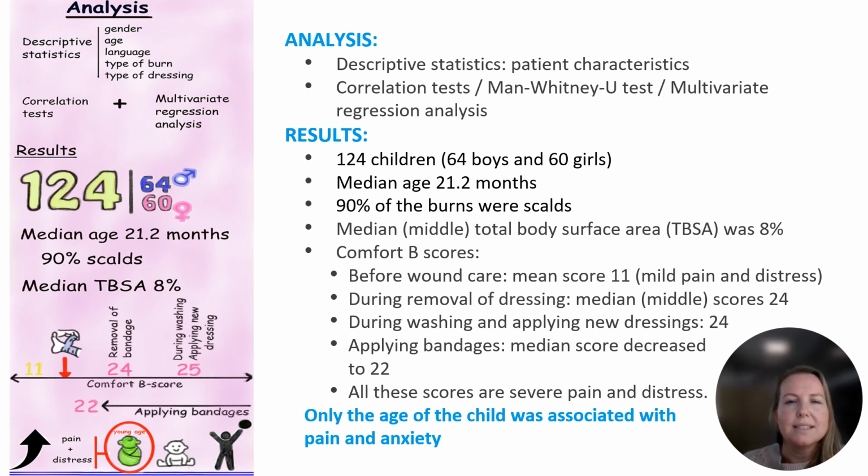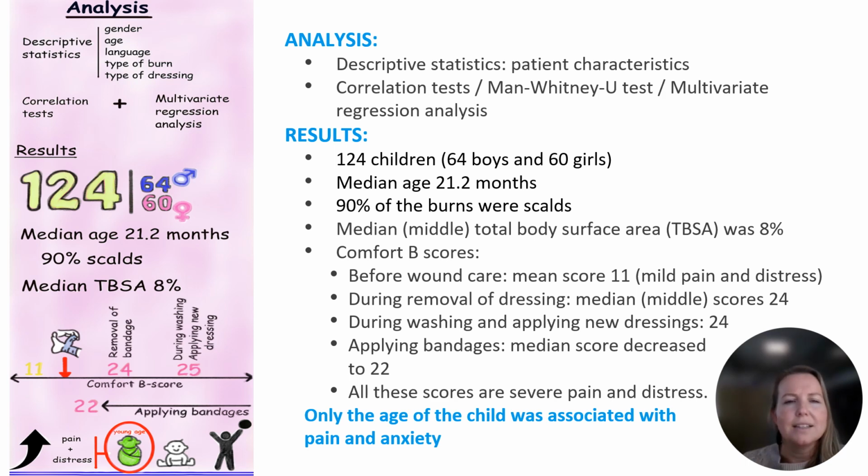These are summarized in Table 1 on page 4 of the article. Other tests included correlation tests, the Mann-Whitney-U test, as well as multivariate regression analysis to see what factors were identified as the greatest association with pain and anxiety, as measured by the Comfort B scale. Results were generated by statisticians who performed these tests using a statistical program to find relationships between variables and the outcome of pain and anxiety.